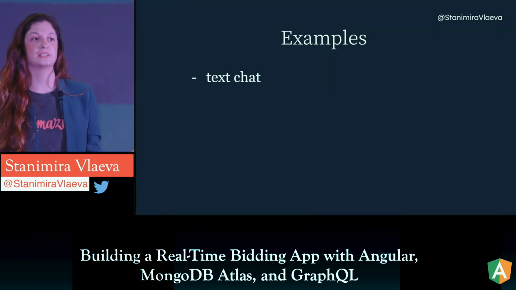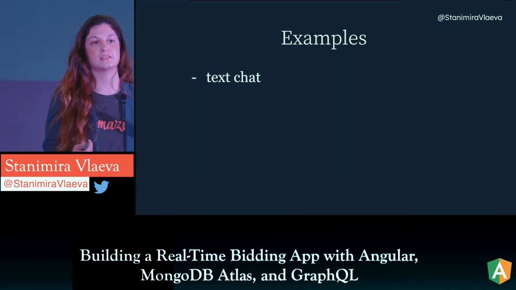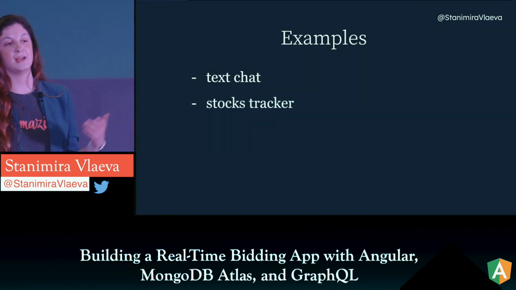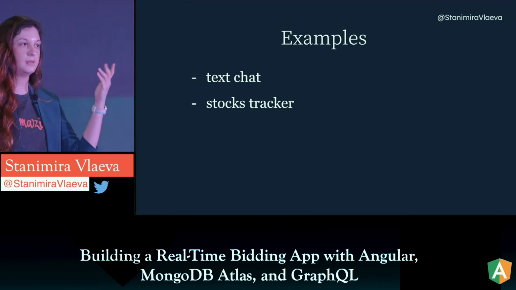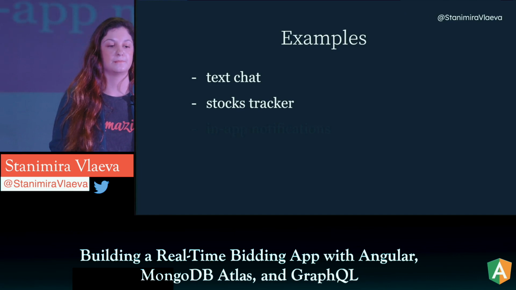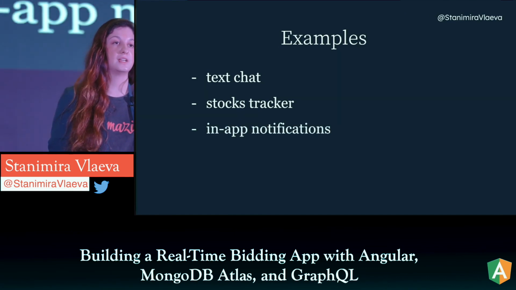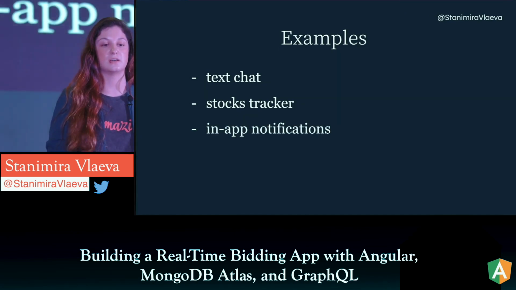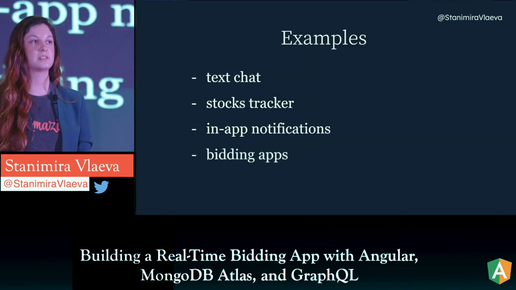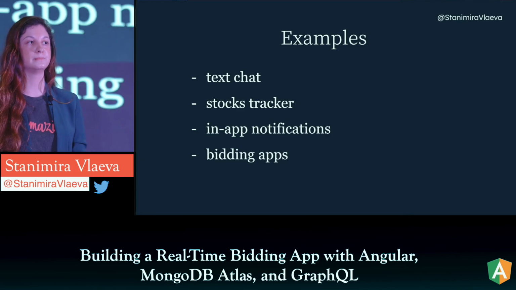We may have a chat application, and when someone sends us a message, we should be able to see it delivered to us. We may have a stocks tracker, so when the price for a stock ticker changes, we should see that. We may have in-app notifications. We should receive these push events from the server. And finally, bidding apps are a very trivial example of that as well.